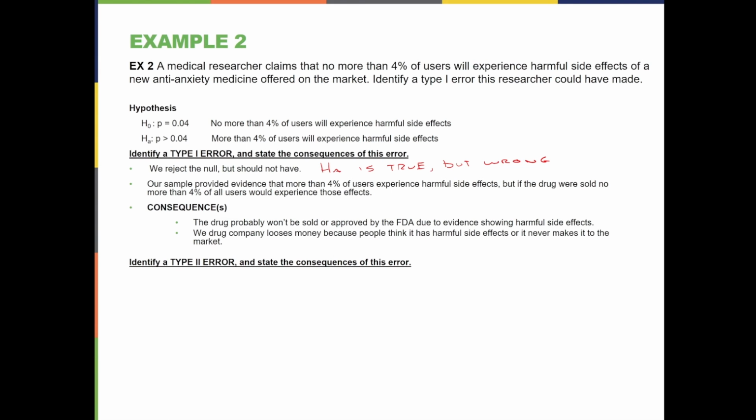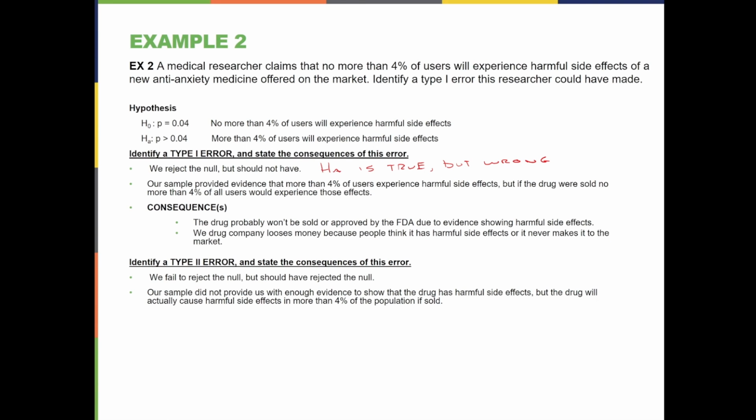Let's look at a type 2 error. A type 2 error means we failed to reject the null, but should have rejected the null. Our sample did not provide us with enough evidence to show that the drug was harmful, but the drug will actually cause harmful side effects in more than 4% of the people. So if we fail to reject the null, we're not going to think the drug is harmful, but it actually is. So it's very important.